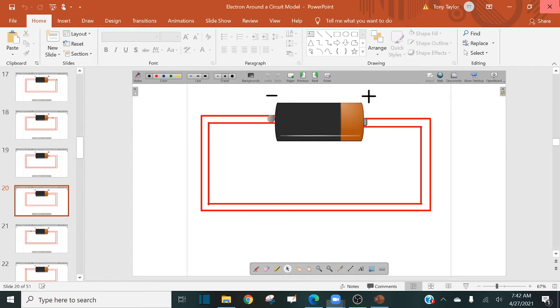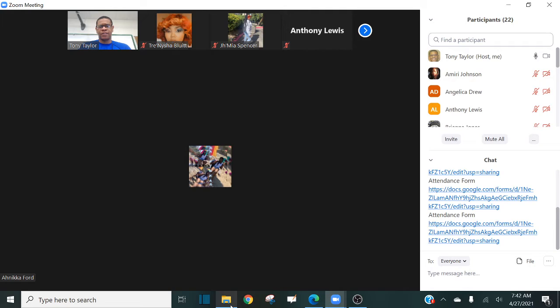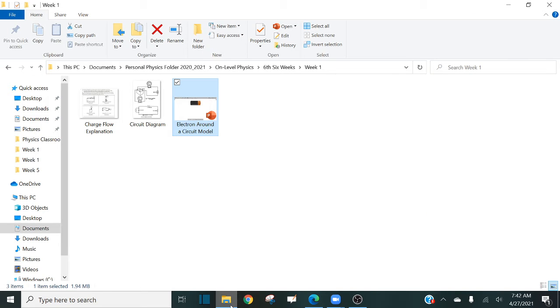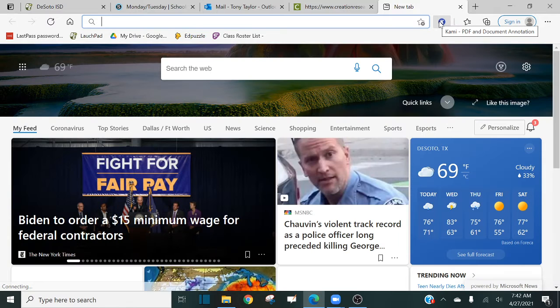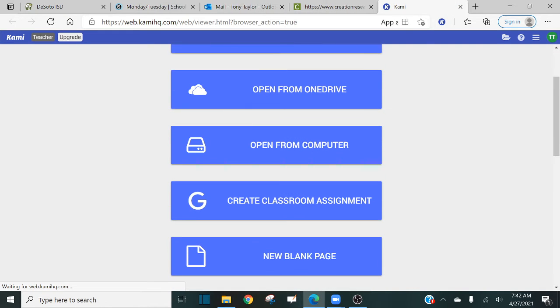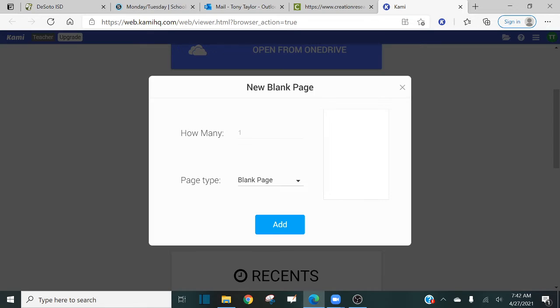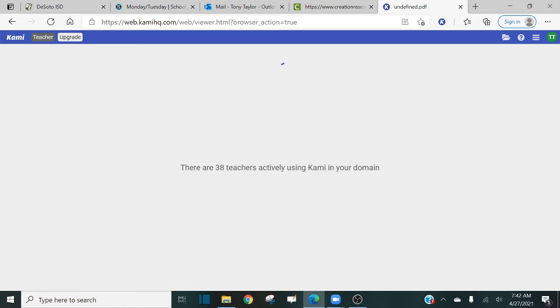Now let us get into the details of those things that are required to maintain charge flow across an electrical circuit. So let me go ahead and pull up Kami so I can begin by annotating the page.